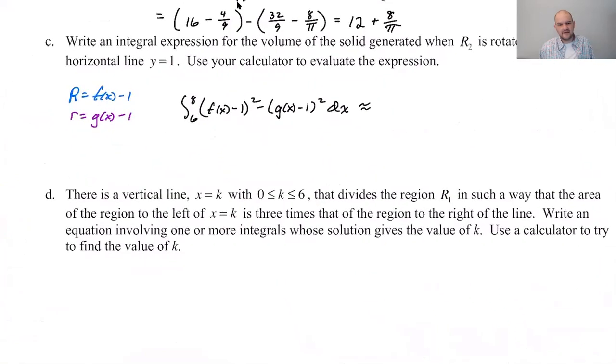And then there's a vertical line, x equals k, where 0 is less than or equal to k is less than or equal to 6. It divides the region R1 in such a way that the area to the left of k is 3 times the area to the right of k. Write an equation, and use a calculator to try to find the value.